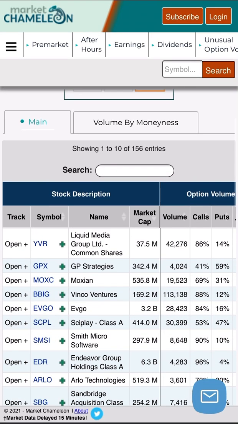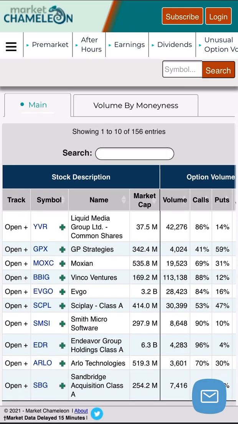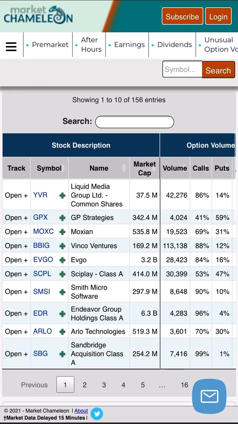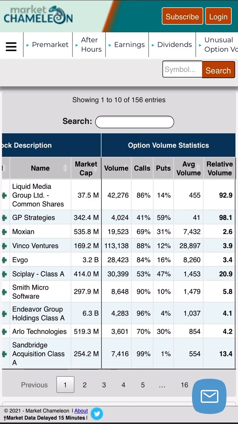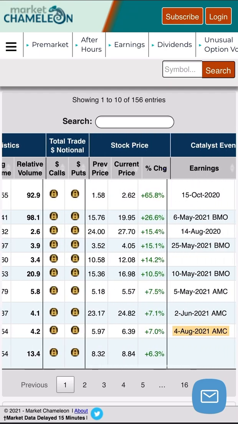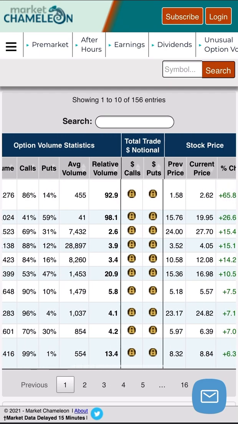All right, we're looking for stocks that have unusual option volume. So you can see here a lot of the stocks that we were actually seeing on our watch list had this unusual option volume. And these are actually stocks that were on Finviz. You can see here MOXC was one of them right here, and GPX was up there, and YVR. It shows you the volume, how many calls, how many puts were in play. It shows you the market caps, and it shows you what's going on here.